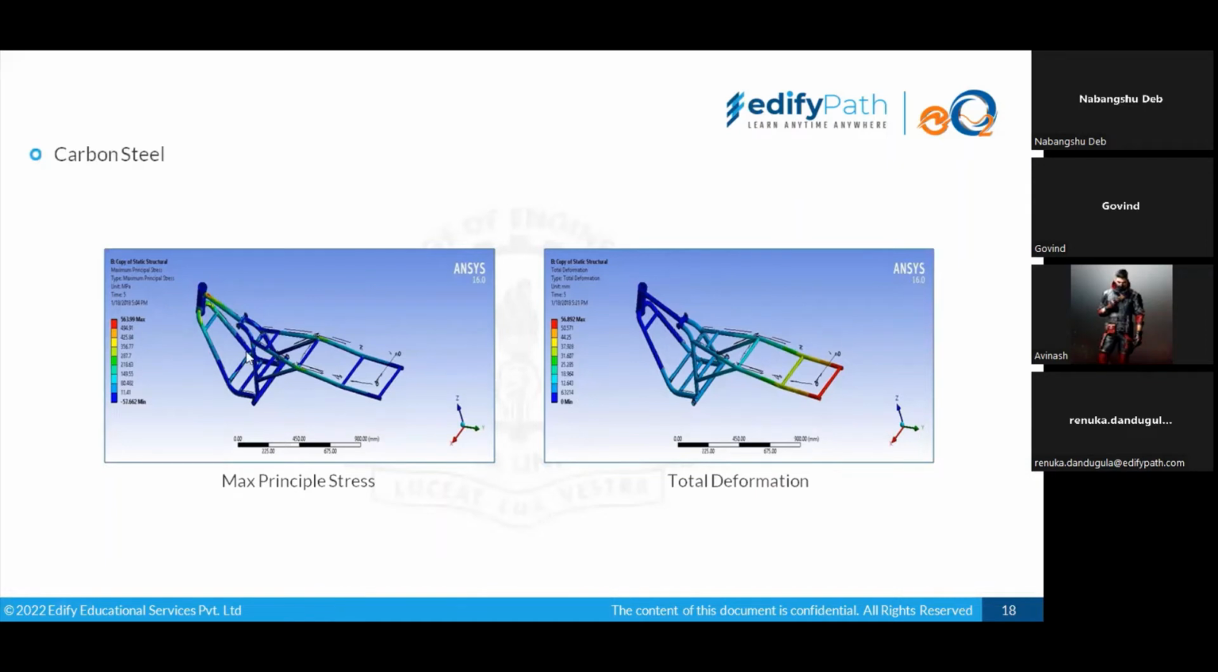In carbon steel, this portion, which for aluminium was the most vulnerable, has strength. It is semi blue, so it gives much more strength than the aluminium material that we saw in the last slide.